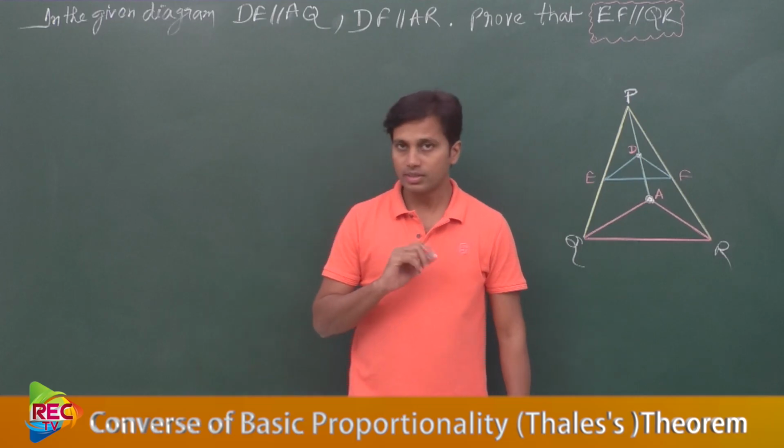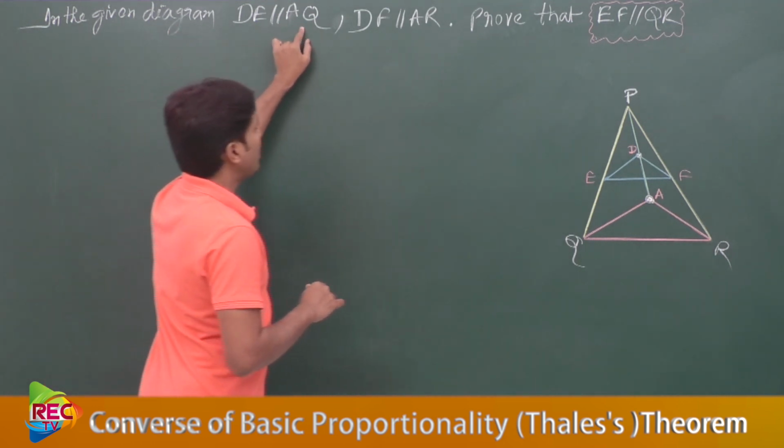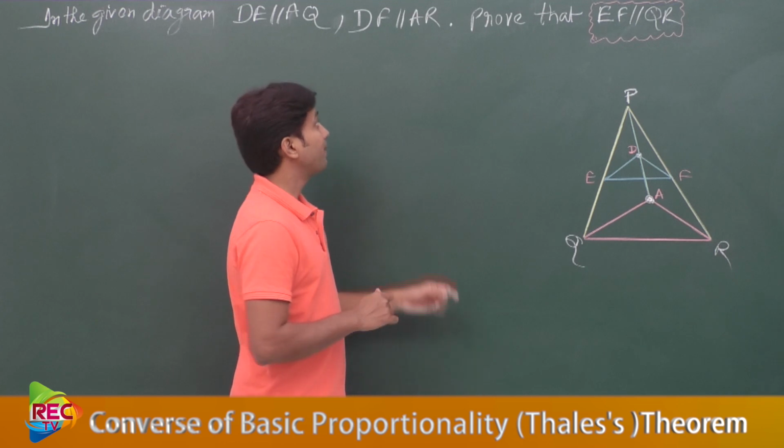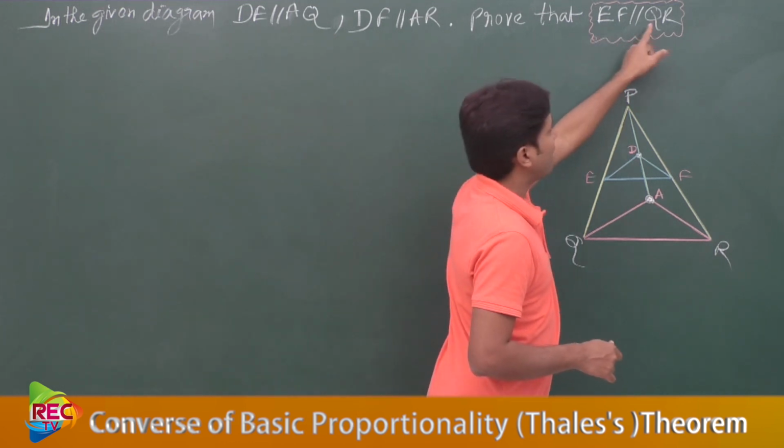Let's see what the problem is. In the given diagram, DE is parallel to AQ, and DF is parallel to AR. Prove that EF is parallel to QR.